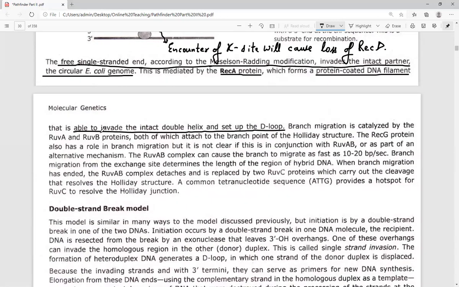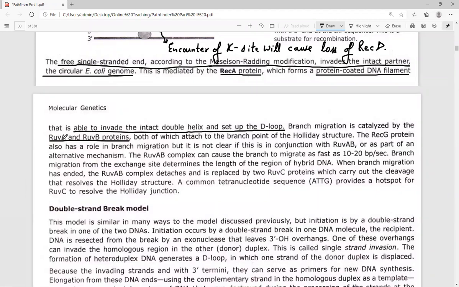Branch migration is catalyzed by two sets of proteins. One is called RUV-A, another one is called the RUV-B protein. Now, the branch can be migrated with the help of two proteins. One is called RUV-A, another one is called the RUV-B protein. I have also told you about the RUV-A and RUV-B proteins and their activity.